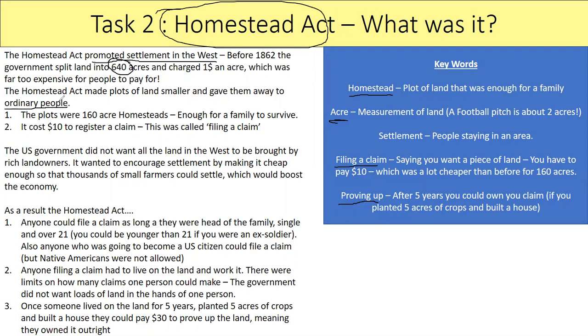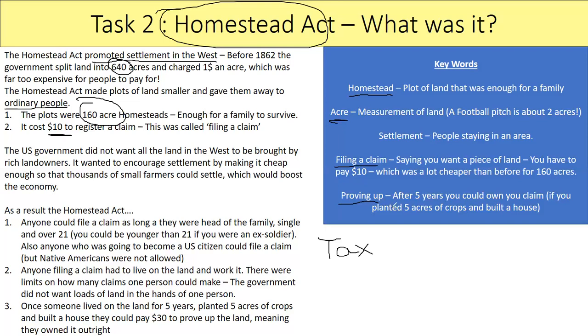The American government wanted more people to settle on land in the West so that they could make more money by charging tax. That is horrendously written, but that's fine. So, how was it easier? The plots were 160 acres, enough for a family to survive. Okay, so 160 acres, you could build a house and have plenty of farmland. And it cost a bargain of $10 to register a claim. This was called filing a claim, as we mentioned in our keywords.